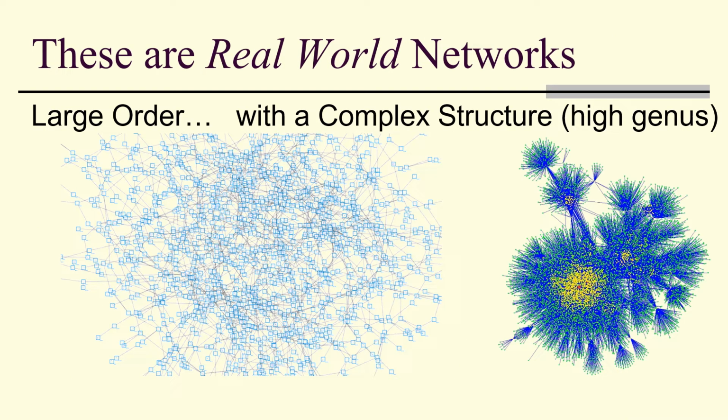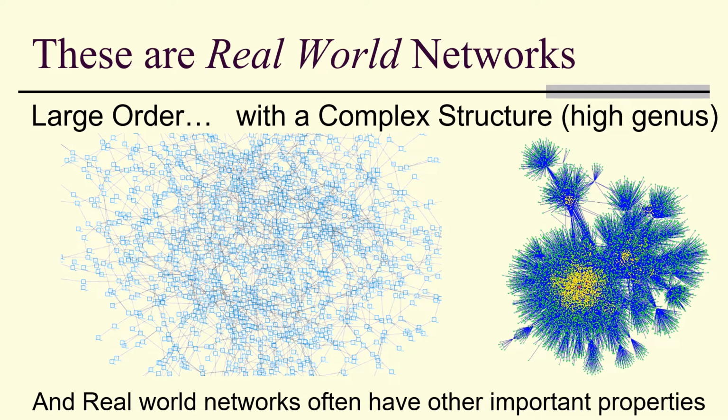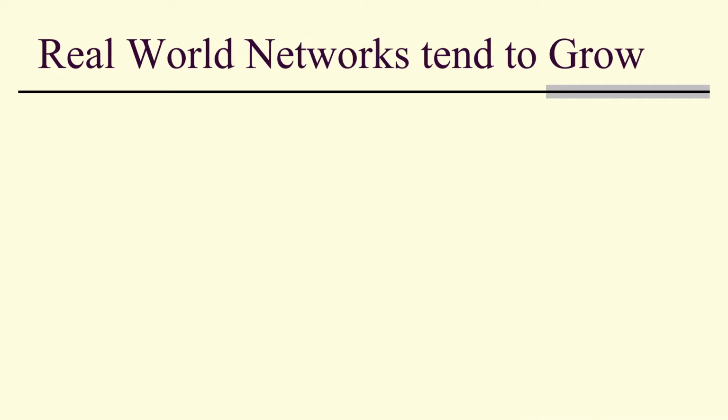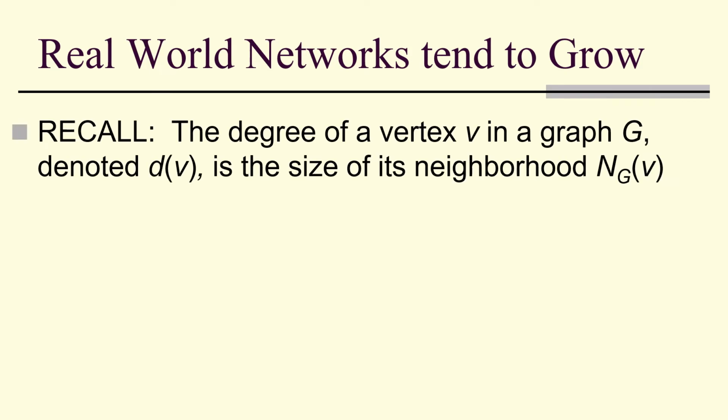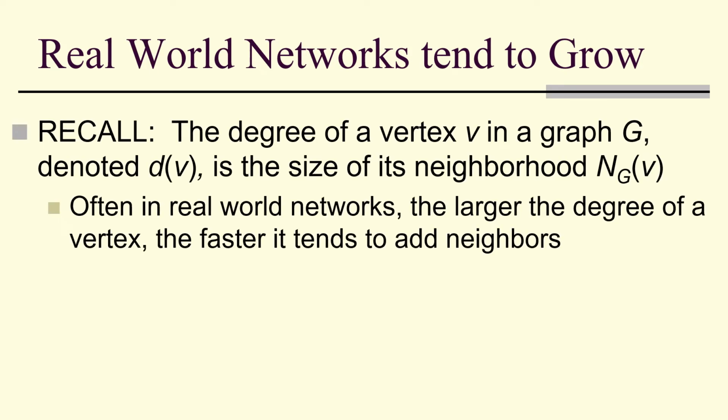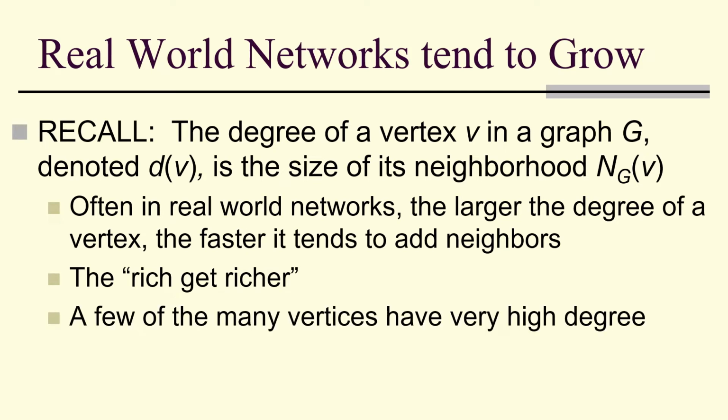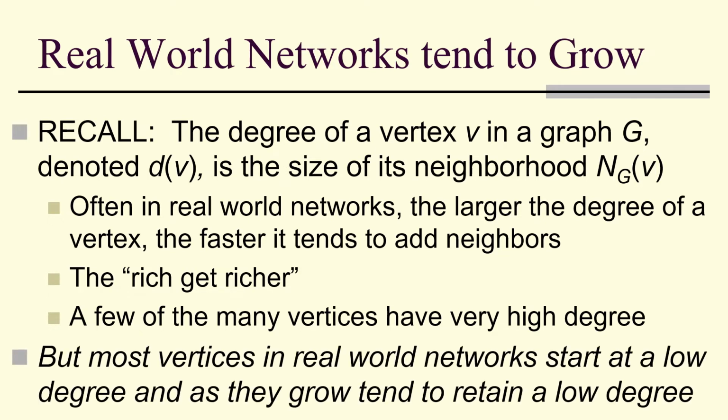These are real-world networks. They're large order, but they also tend to have a complex structure, maybe corresponding to a high genus. And there are other important properties for real-world networks. They tend to grow. So recall the definition of degree of a vertex. In real-world networks, the larger the degree of a vertex, the faster it tends to add neighbors. This is called the rich get richer. A few of the many vertices, therefore, will end up with very high degree.